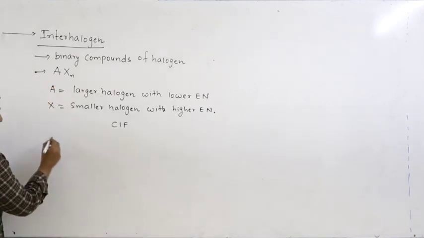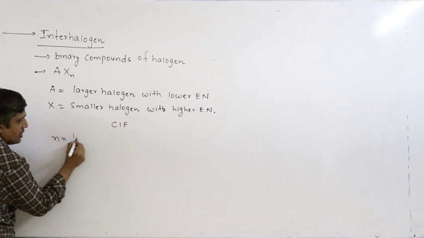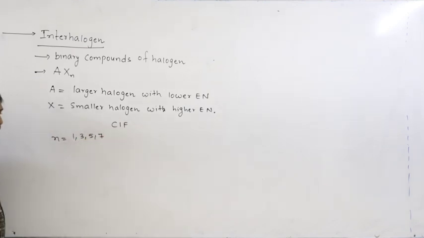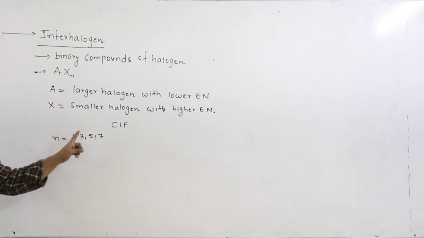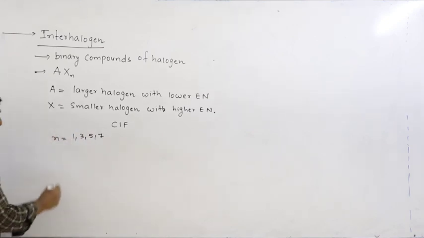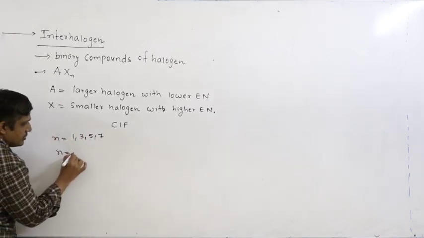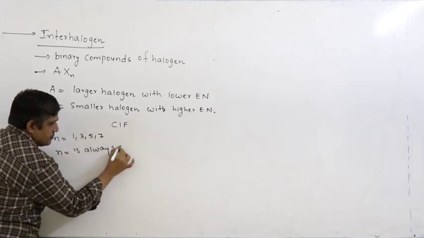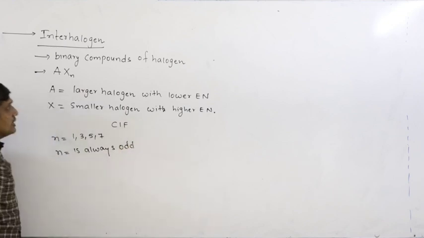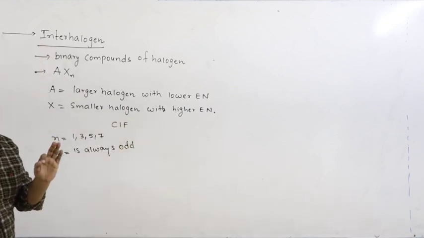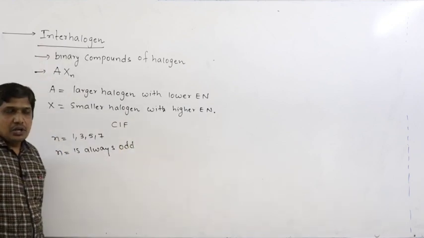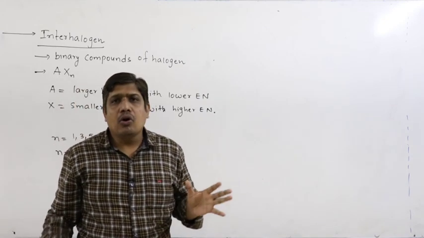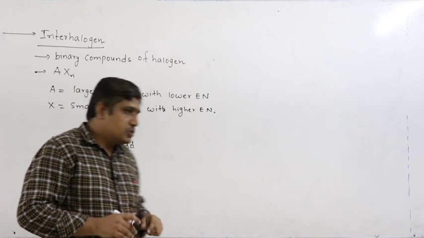Now what is this n? n is a number which is equal to either 1, 3, 5, 7. Right? So n is always odd. The reason is the interhalogens are diamagnetic in nature. So what is a diamagnetic compound? A compound in which all the electrons are paired. So what is the meaning of this?